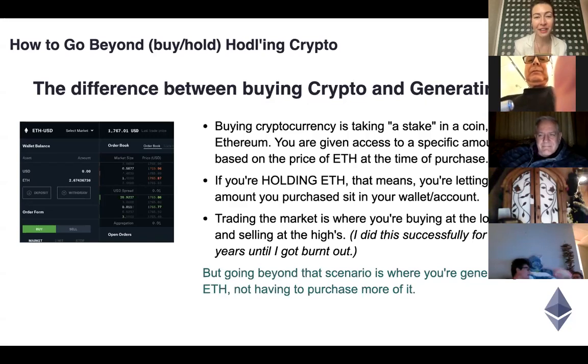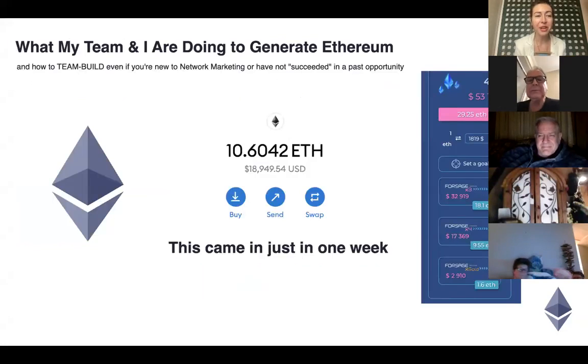However, if I had a time machine, I would go back in time and be an ETH miner for sure in my next lifetime. So what my team... I'm trying to find my mouse. Okay. So this just came in 1 week. This was whatever the price of Ethereum was, about $1,819.